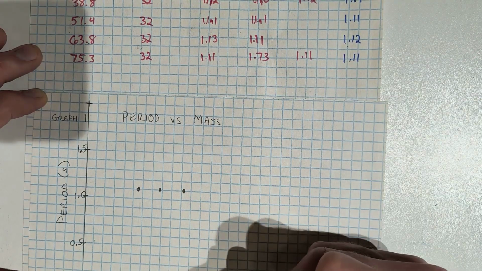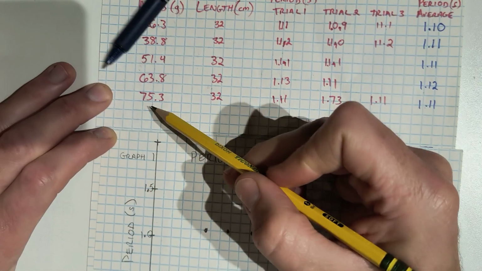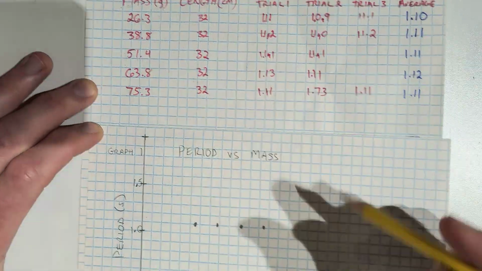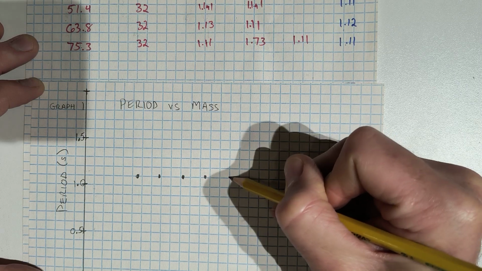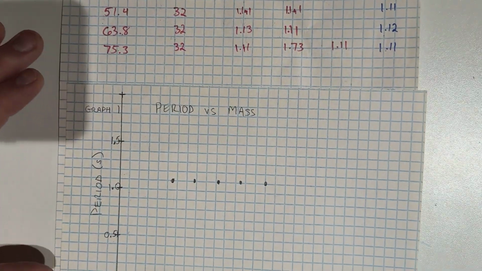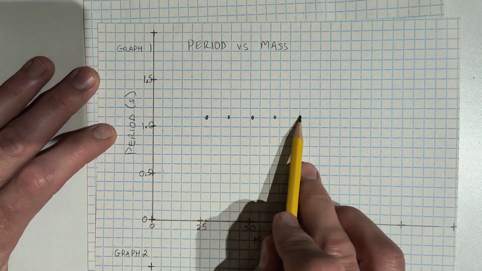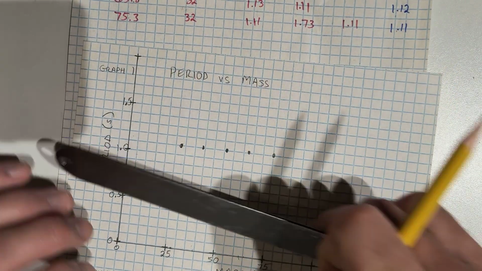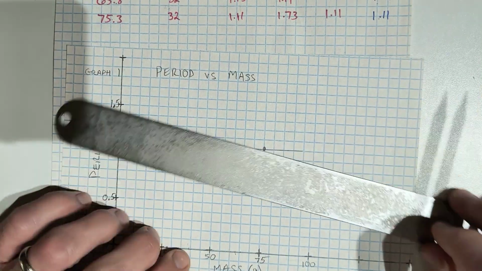and a 1.12. So that is just about here. And then my last one is 75.3. So just pretty much right on the 75, and I go up to 1.11. Oh, look at that. Our eyes are really good at picking up patterns when we see them. So this looks like a pretty straight line. And what that means to me, I'm going to sketch out my best fit line, something like that.